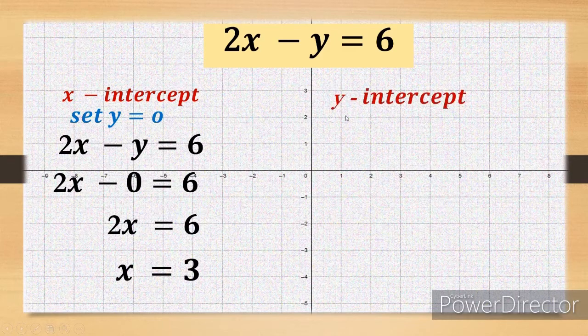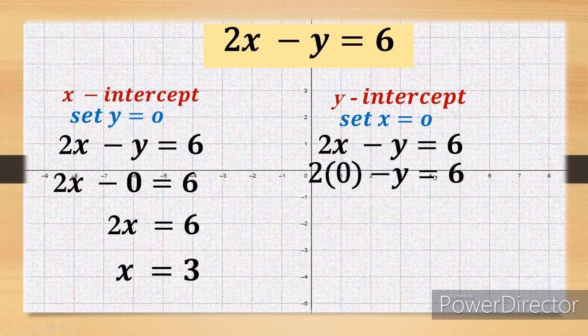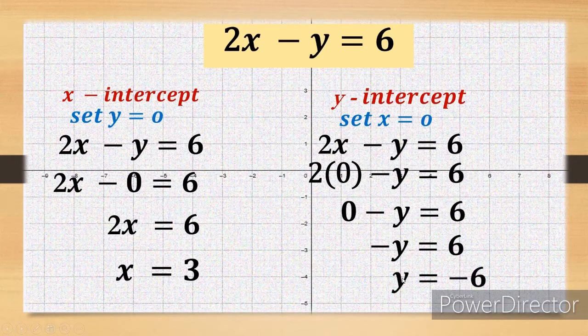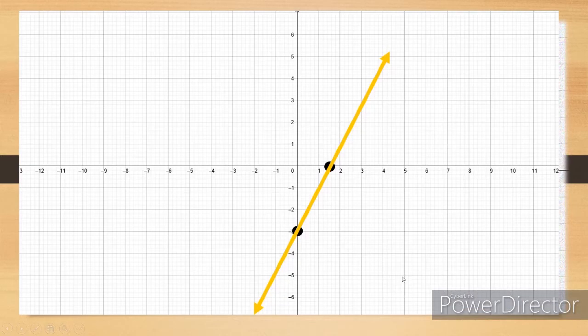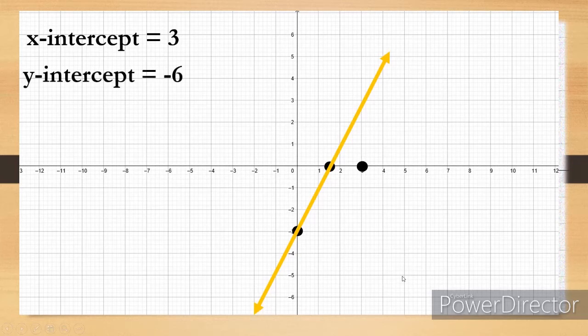Next, y-intercept natin. Set x as 0. We have 2 times 0 minus y equals 6. This is simply 0. We have now negative y equals 6. Divide both sides by negative 1 to make this positive. So, our y is negative 6. Then, plot lang ulit natin siya dun sa same axis na ginamit natin. So, we have x-intercept is 3 and y-intercept is negative 6.